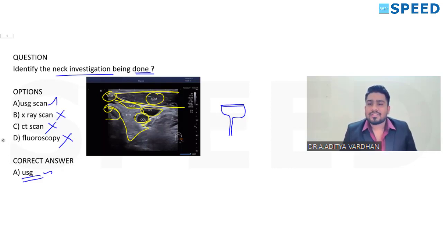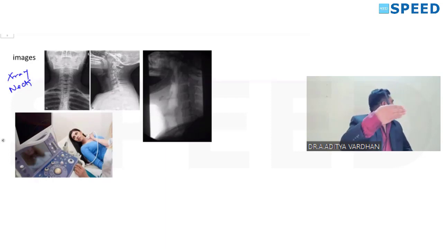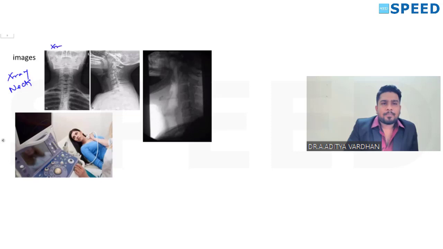Now let's exclude the other options. Friends, look at this image here. The first image is a typical image, you all will be familiar. It is an X-ray of the neck, AP view. X-ray taken like this, and another X-ray taken from the lateral view like this. So these are the two images. The first image is an X-ray AP. The second image is an X-ray lateral.